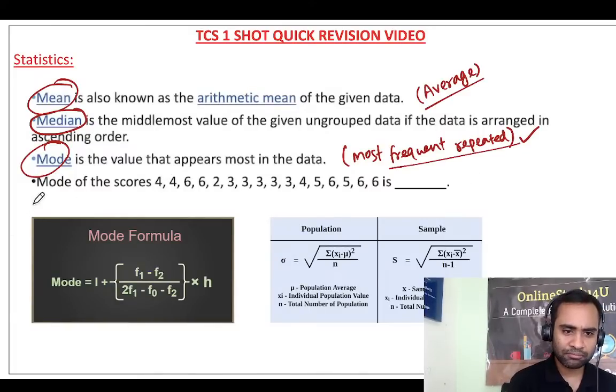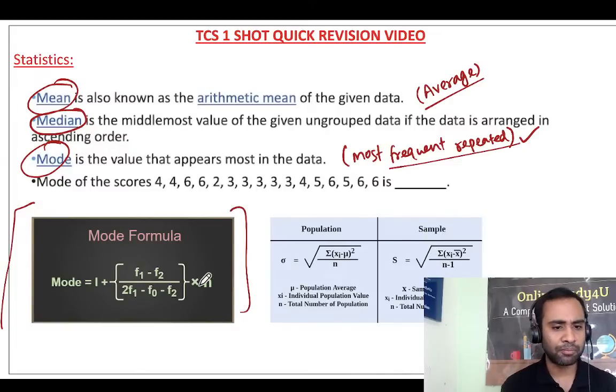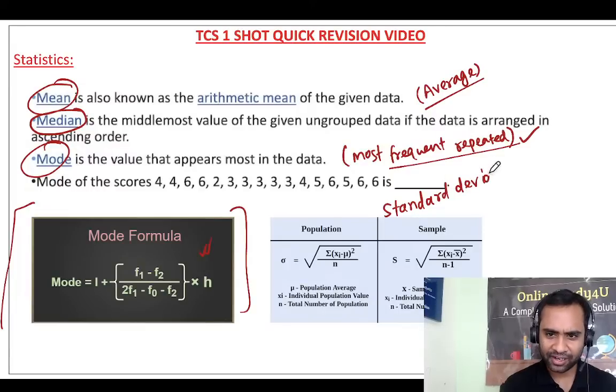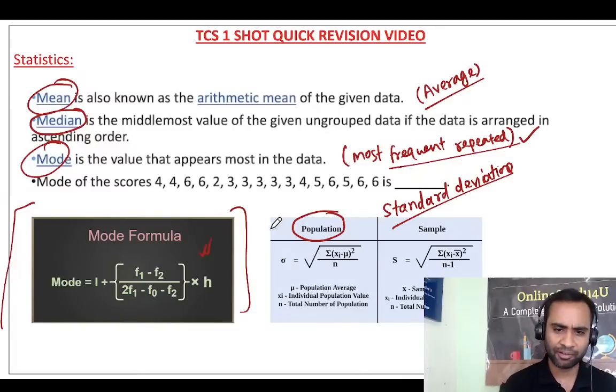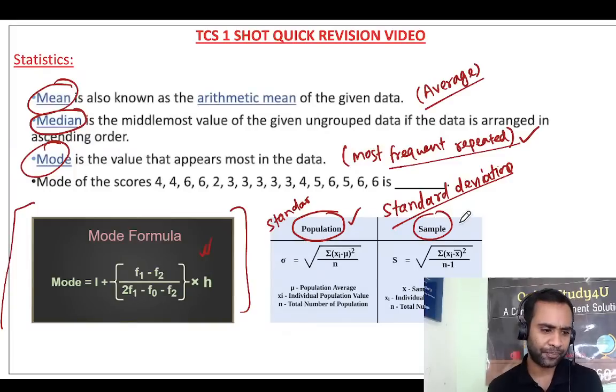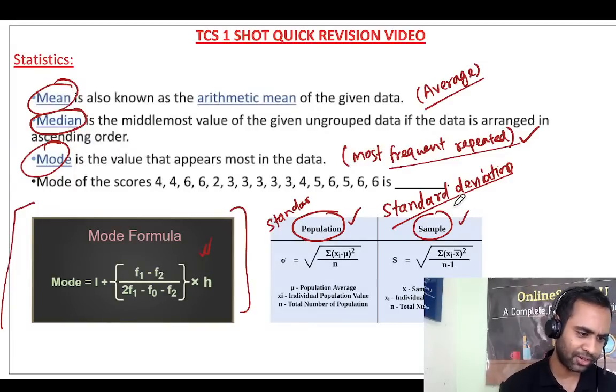Okay, now the mode formula. If you have to calculate mode, mode will be L plus (F1 minus F0) divided by (2F1 minus F0 minus F2), into H. Sir, what is this? That I will explain. We will see what L, H and the rest are. Then when we have to calculate standard deviation, there is population-based and sample-based, population variance and then sample, so that also we will see. So what is the F here? It's frequency. Very good.